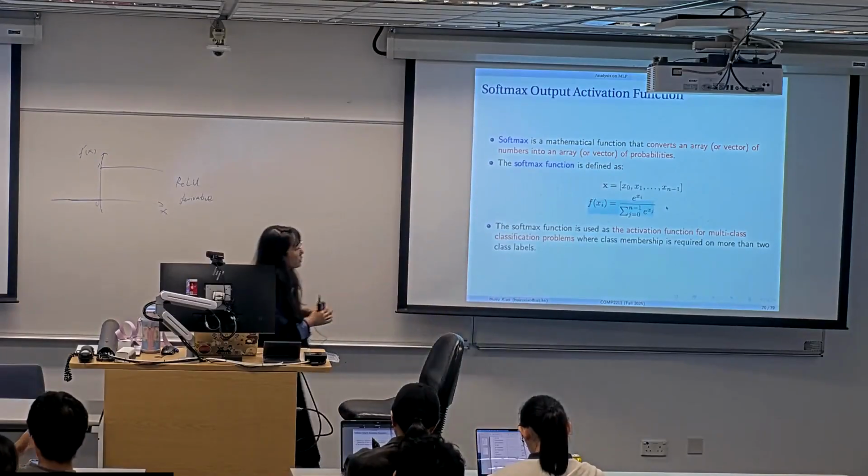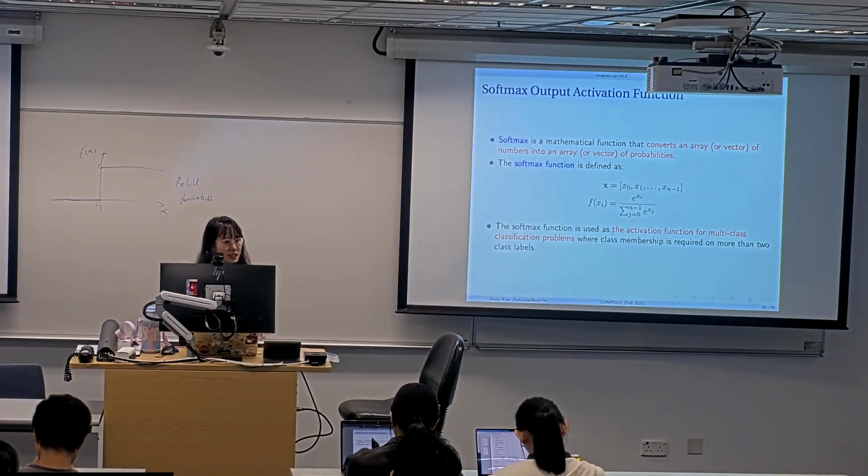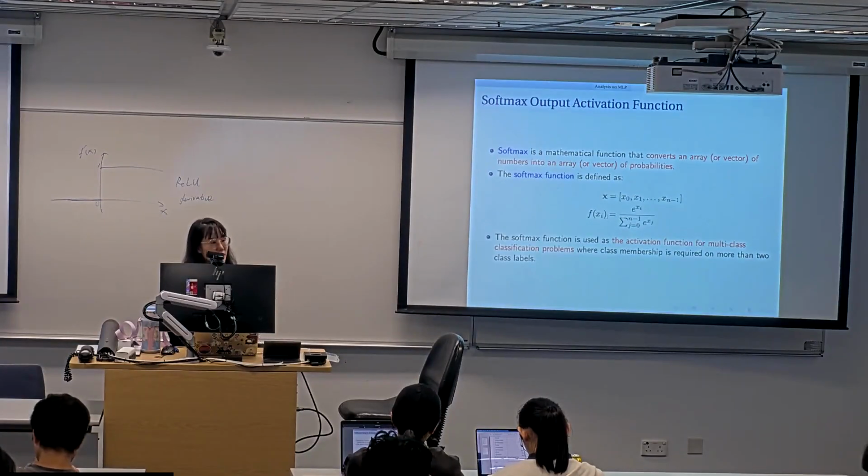So that's the probability. Of course, if you want to use this softmax, usually the class membership is required on more than 2 class labels, because in that case it's meaningful to do the softmax. Otherwise, you can directly use sigmoid if you only have 2 classes.